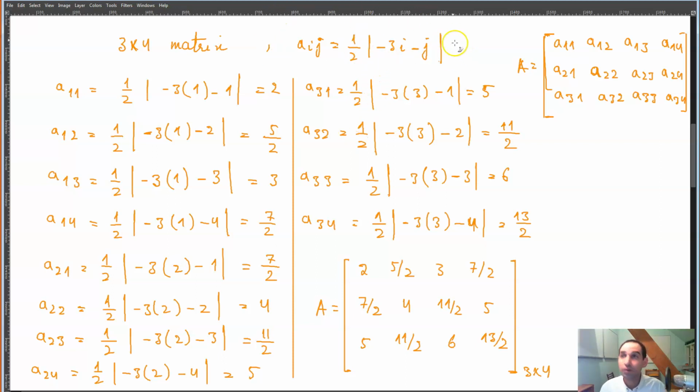Actually, the original question in the book was 1/2 times the absolute value of negative 3i plus j. So I have, by mistake, written minus j, and then the whole thing is now, of course, different. But the process is basically the same, right?